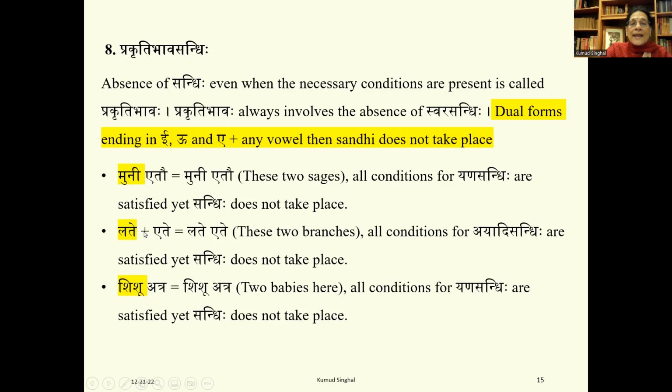Again, here a and a, ayadi sandhi should have happened, right? A plus a, but all conditions of ayadi sandhi are satisfied, yet sandhi does not take place.